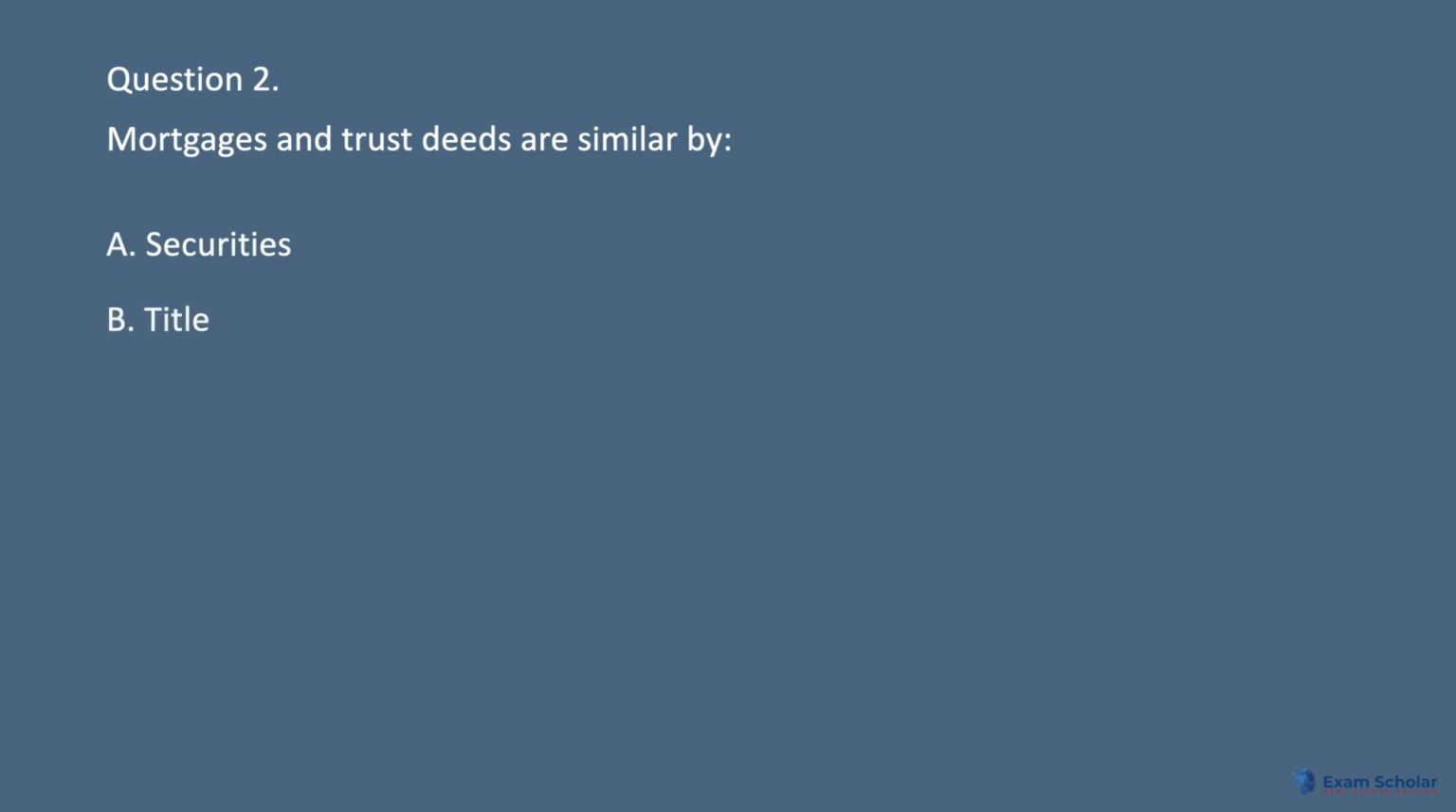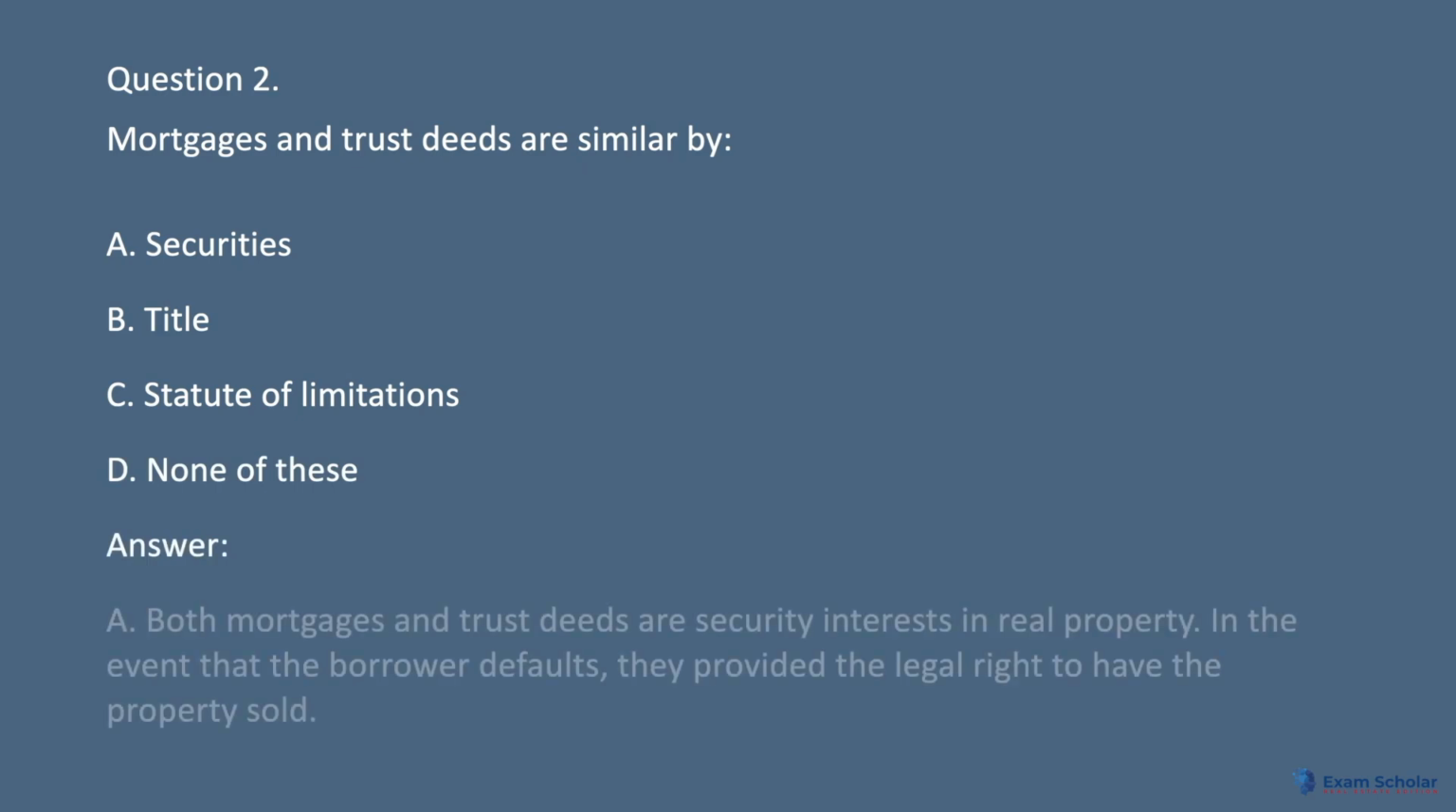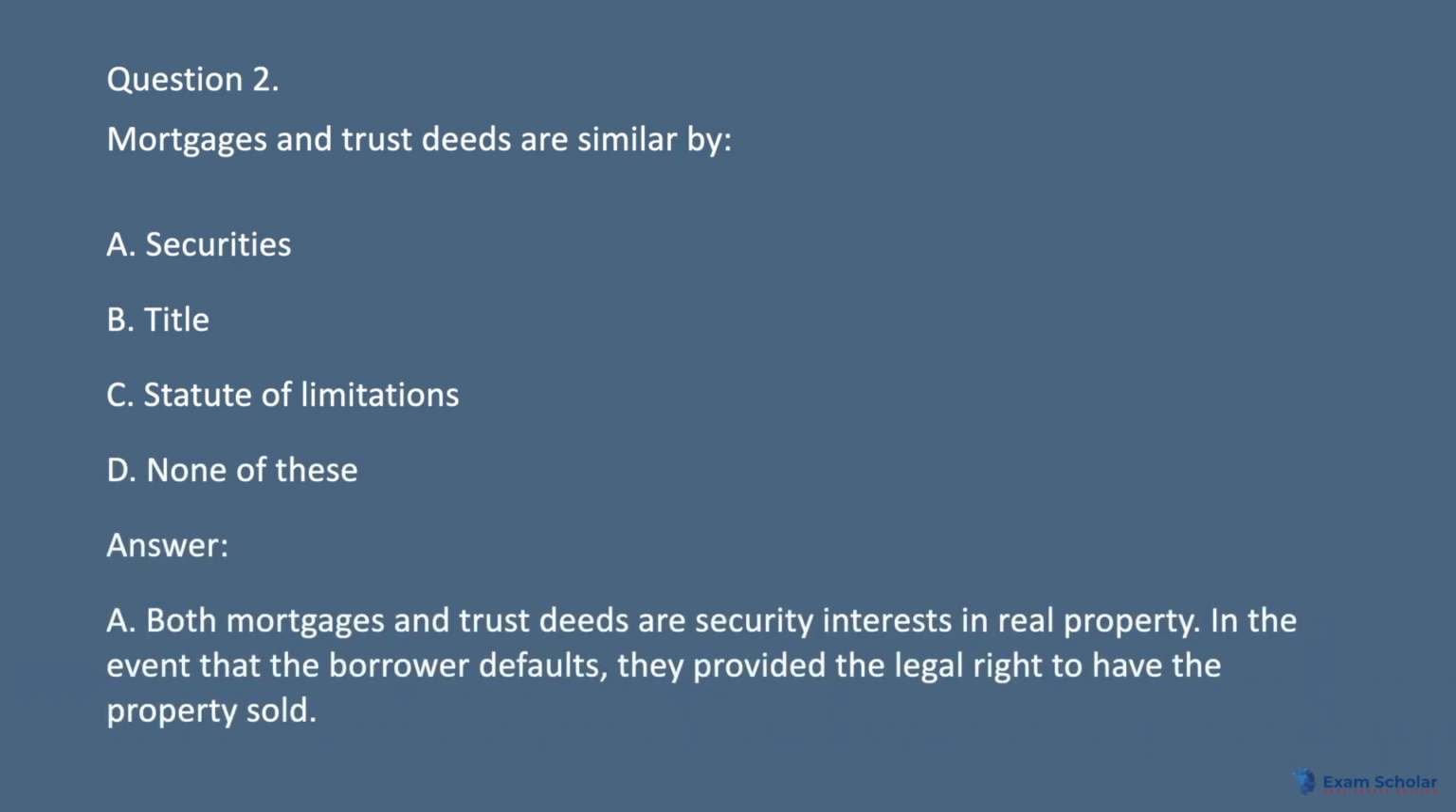Question 2. Mortgages and trust deeds are similar by A. Securities. B. Title. C. Statute of limitations. D. None of these. Answer. A. Both mortgages and trust deeds are security interests in real property. In the event that the borrower defaults, they provide the legal right to have the property sold.